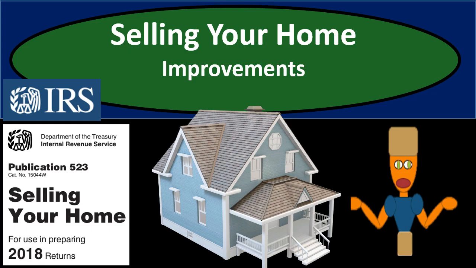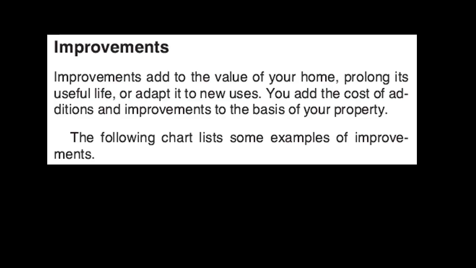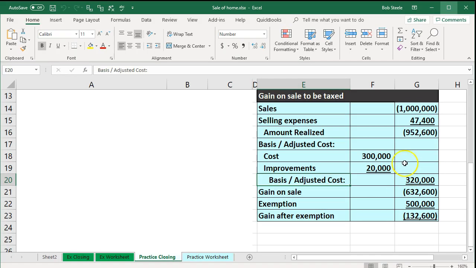In this presentation, we will discuss improvements as they relate to tax consequences for selling your home. This information can be found in Publication 523. As we discuss improvements, note where they lie on our formula. When we think about the gain, we have the sales price, and then we have the amount realized, which in essence is the adjusted sales price. And then we have the cost or basis, which includes what we purchased it for and improvements. In other words, the improvements could increase the basis, or what we could think of as the adjusted cost, the basis.